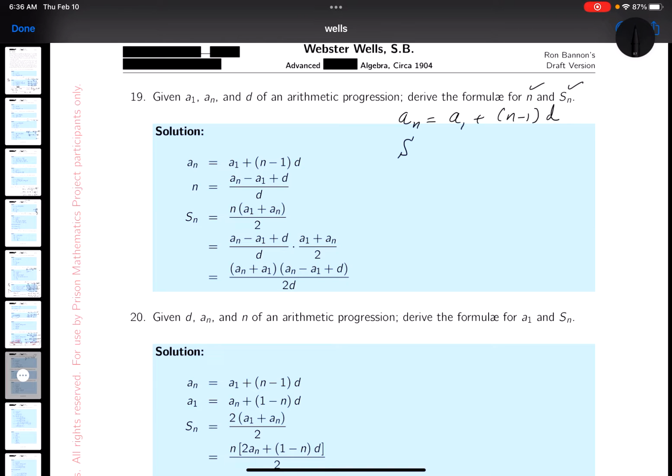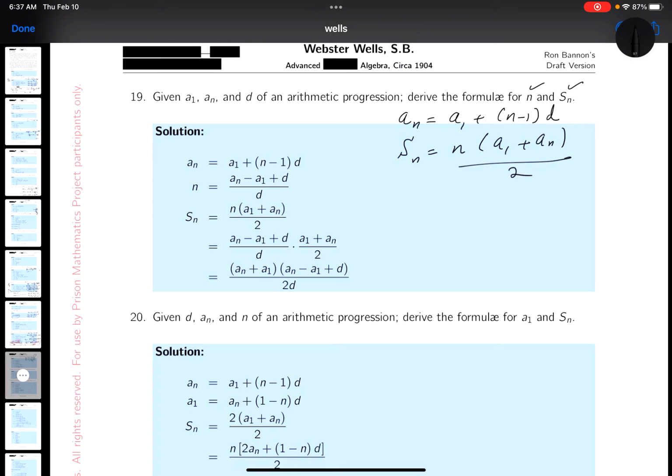Sn is n(a1 + an)/2, all right? So, what do we know? We know a1, we know an. I don't know n, though. I don't know n. That's a problem.